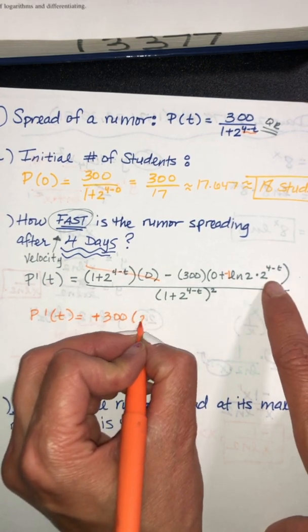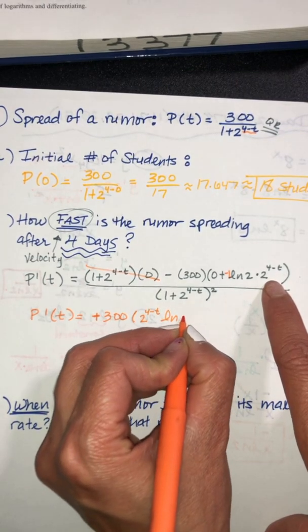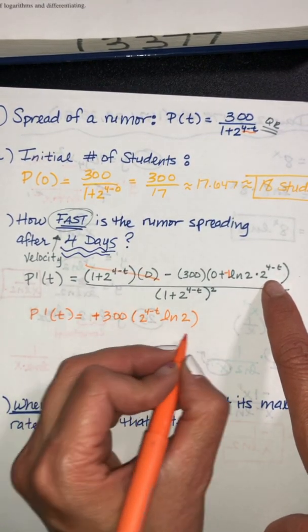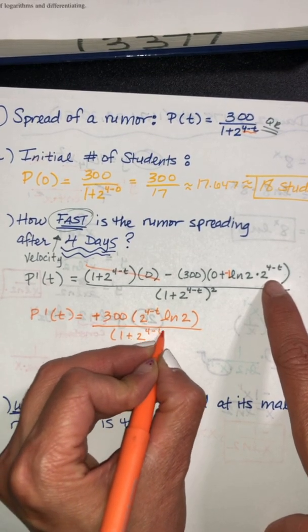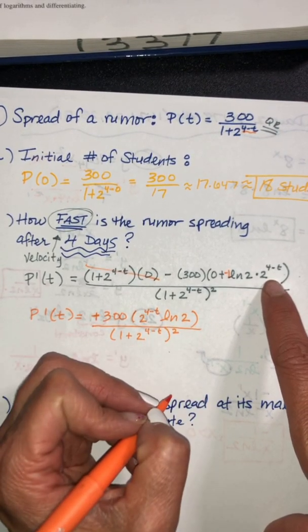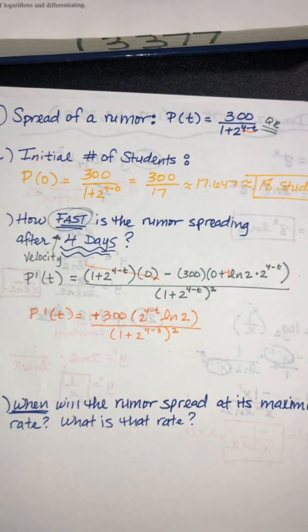All right, so times the, we'll put the 2 to the 4 minus t in front because it's kind of like a constant. And then natural log of 2, okay? All over the low squared. 1 plus 2 to the 4 minus t quantity squared. Okay. That is as simplified as we can make it.